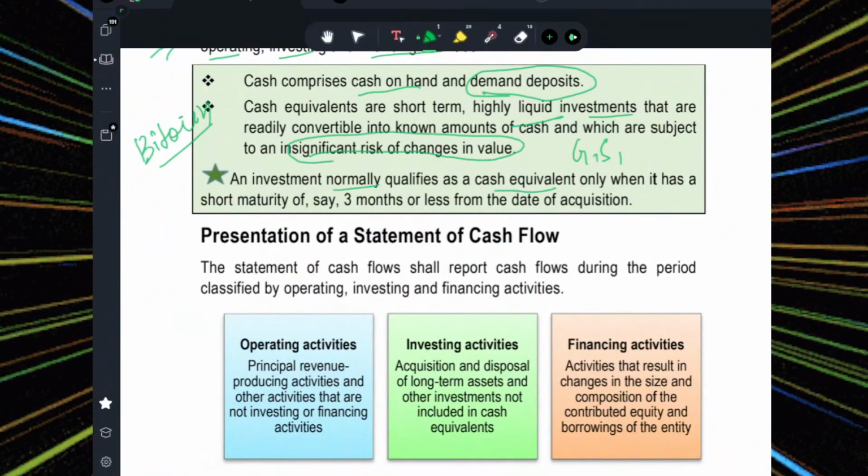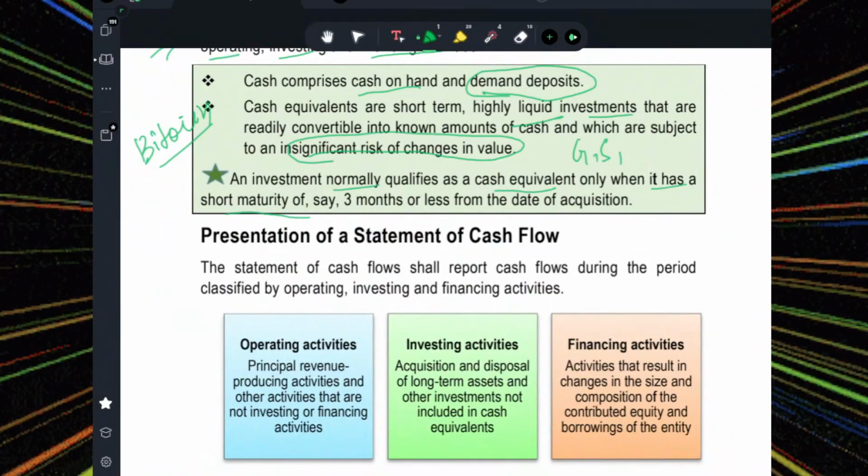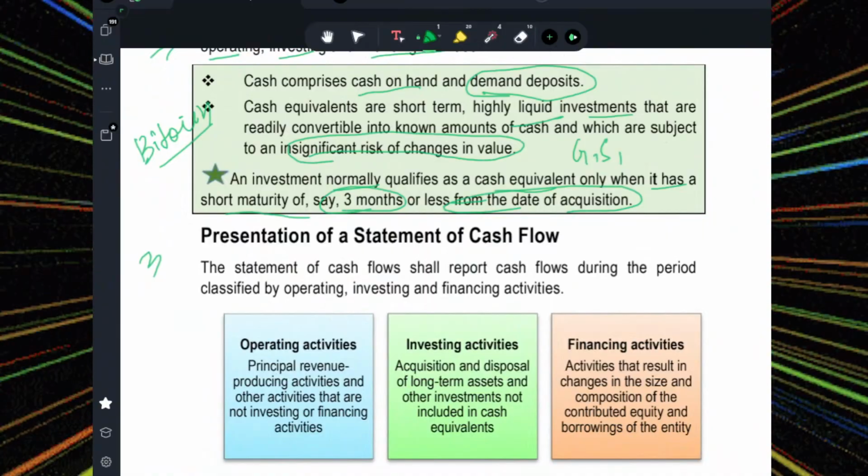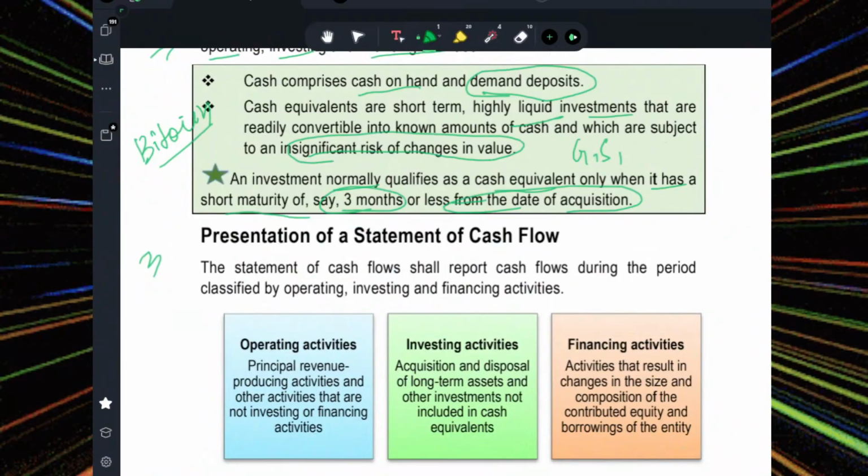An investment normally qualifies as a cash equivalent only when it has a short maturity, say three months or less from the date of acquisition. So three months or less, and a short maturity. Whichever has a short maturity period, then it is a cash equivalent.